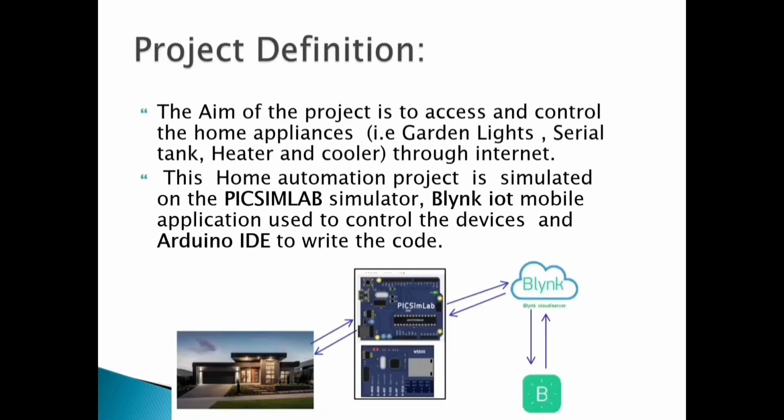The project definition. The aim of the project is to access and control the home appliances, that is garden lights, water tank, heater and cooler, through internet. This home automation project is simulated on the PixSimLab simulator, Blynk IoT mobile application is used to control the devices, and Arduino IDE to write the code. Below we can see the interfacing of Blynk mobile app with PixSimLab through Blynk cloud server.